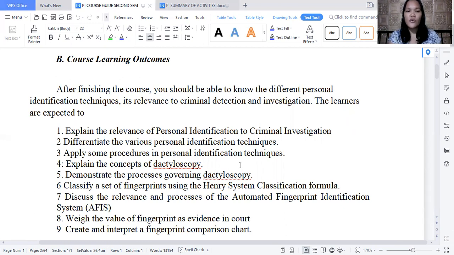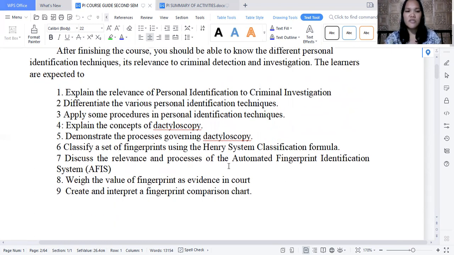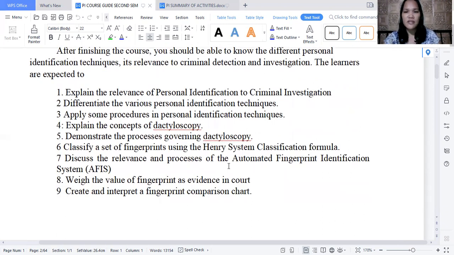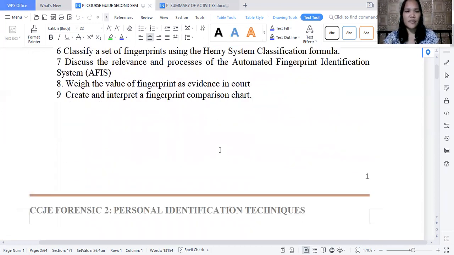You will also weigh the value of fingerprint as evidence in court and at the same time create and interpret a fingerprint comparison chart. All of these are expected from the learners once you finish this course. Don't you find it challenging? As you can see, difficulty always comes to your mind, but I assure you, you will enjoy the rest of the semester.